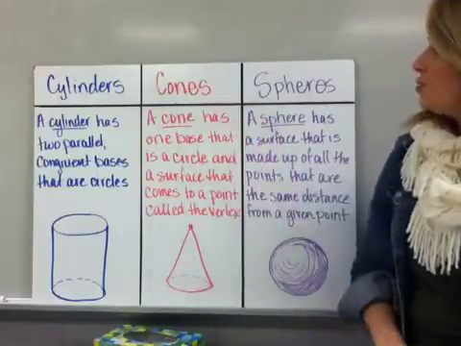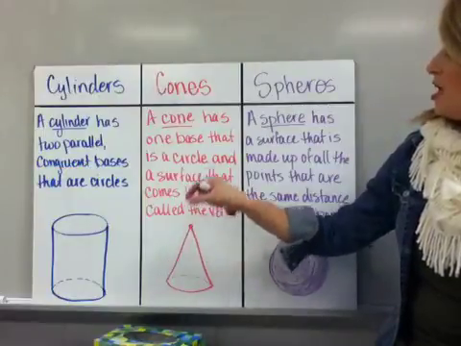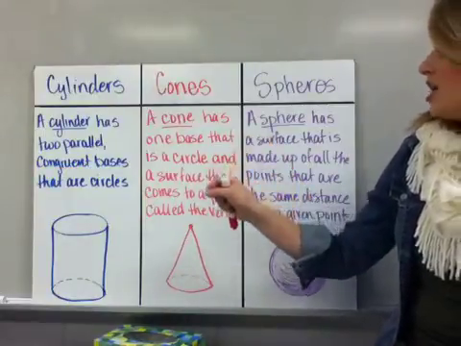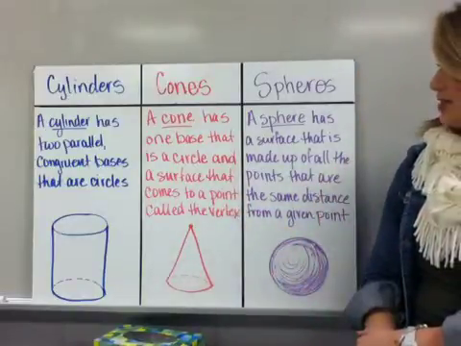For cones, a cone has 1 base, it's a circle at the bottom here, but instead of having another circle on top, you have a point at the top called the vertex. It's where the rest of the surface comes up and meets.